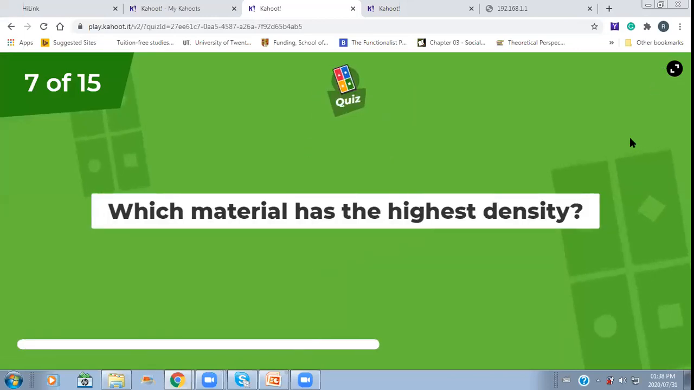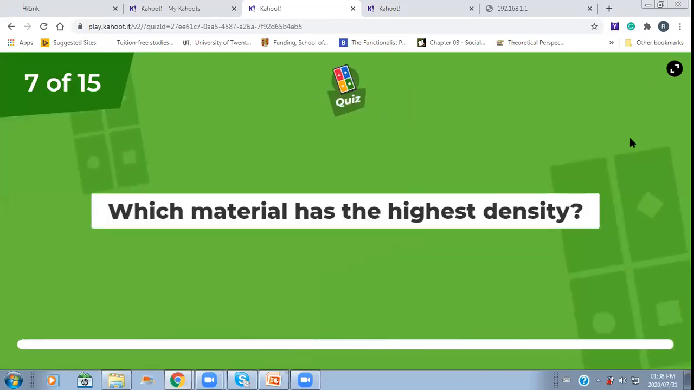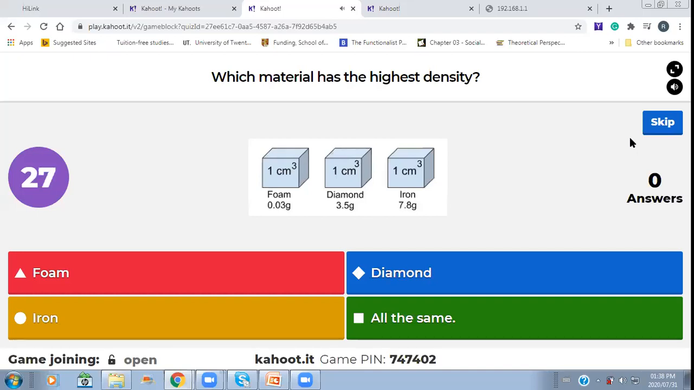So let's get going. Which material has the highest density? Look at them. You look at the mass.